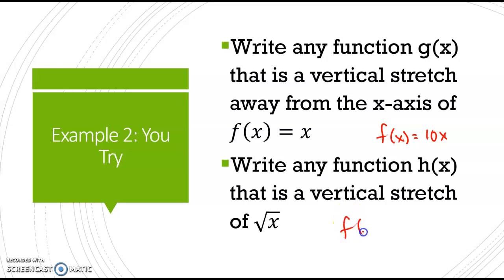Here's a vertical stretch away from the x-axis of square root of x. I'm going to make it -2, so that's going to flip it over the x-axis and then also stretch it away from the x-axis. That's a vertical stretch and also a flip across the x-axis, a reflection.